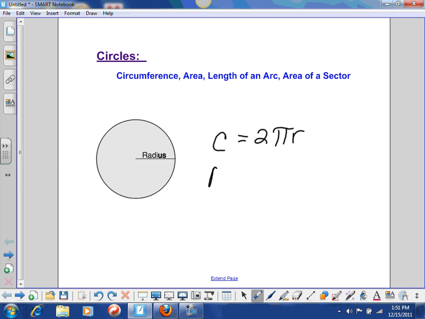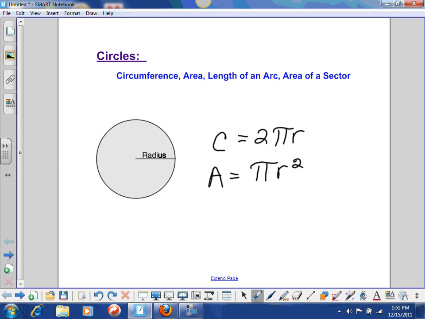For the area of the circle, it's pi times radius squared. We're taking whatever that radius is, squaring it, and multiplying by pi. Now remember, if they ever ask you for an exact answer, you always have to have pi in your answer, because we know that pi is a never-ending number and it never repeats.